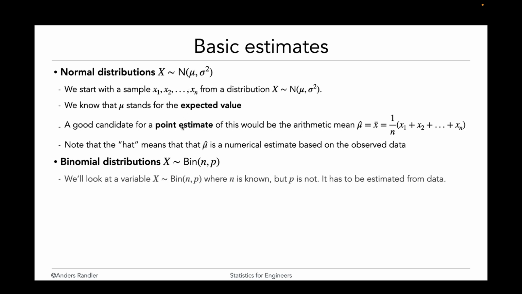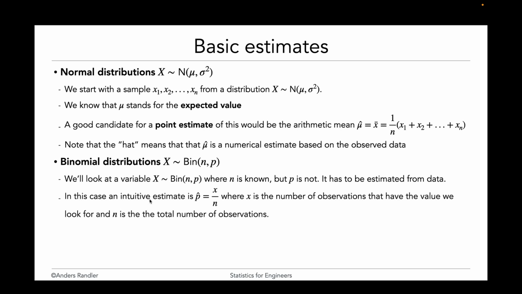Okay, so that's the basic thing about the expected value, how to estimate that for the normal distribution. What about the binomial distribution then? Well, we'll look at this variable X, and we know n, the number of experiments we've been doing, but we don't know the probability p. It has to be estimated from data. In this case, an intuitive estimate should be p hat equals x divided by n, where x is the number of observations that have the value that we look for. So the number of successes, basically, which is just related to the basic definition of probability: the number of successes divided by the total number of experiments.